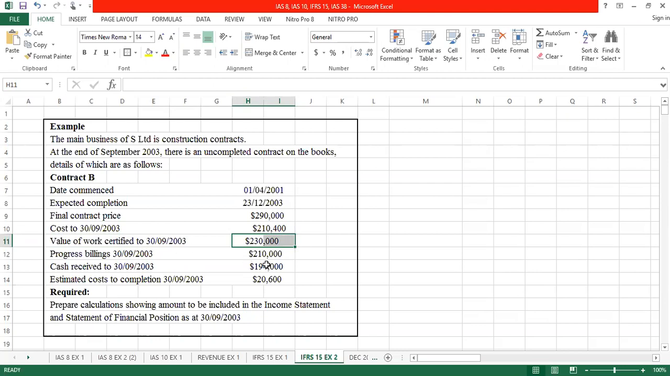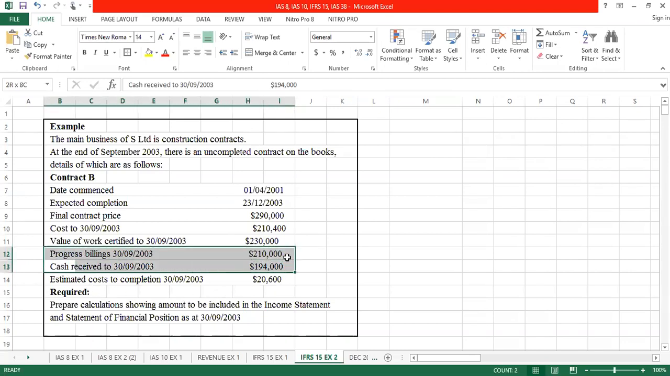Progress billings. Remember, as you do the job, you'll be invoicing the government. The government would really be unfair if they paid you only at the end of the contract. So as you continue with the job, you'll be billing the government. By 30th September 2003, you had billed the client 210,000.